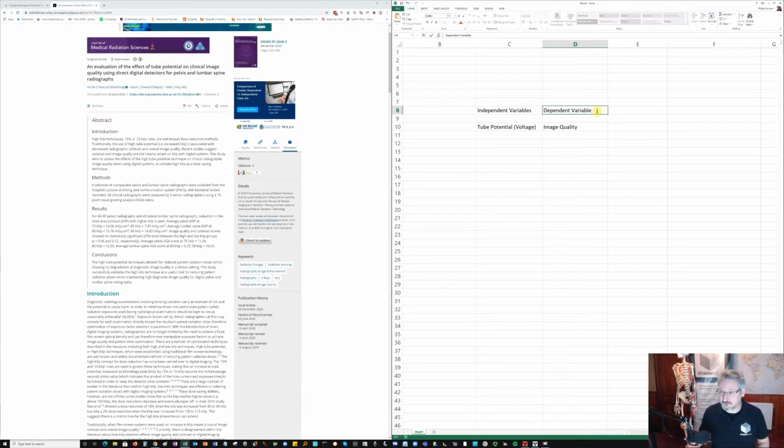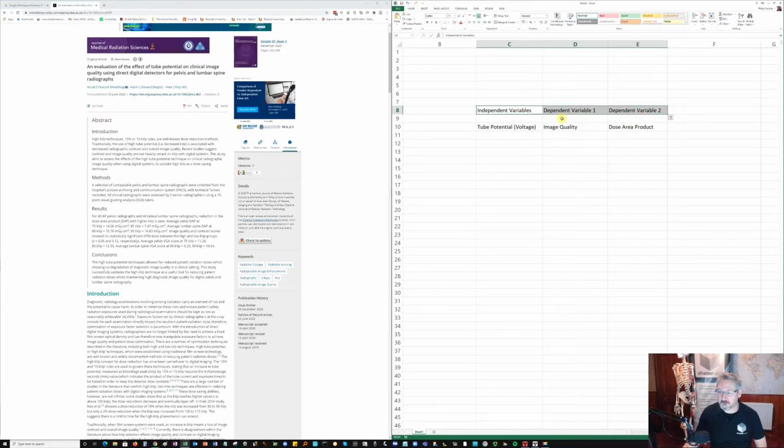In fact, we'll put it over here because we're going to be creating a table to put our own data in. So dependent variable 2. So dependent variable 1 is image quality, and dependent variable 2 is dose area product. Now we can use dose area product because we get that in virtual radiography, so we've got that as well. Okay, so now we can create a table.